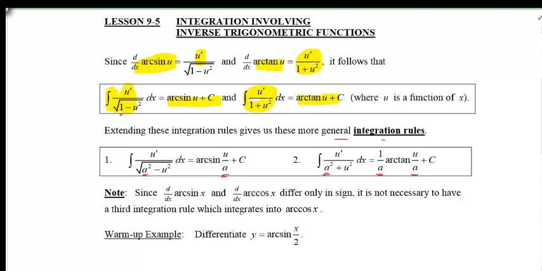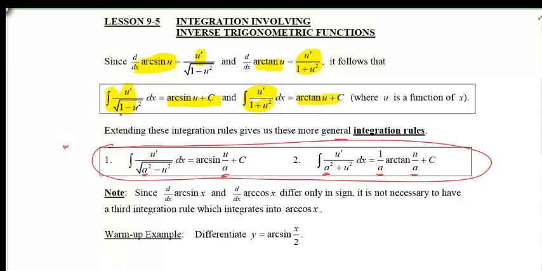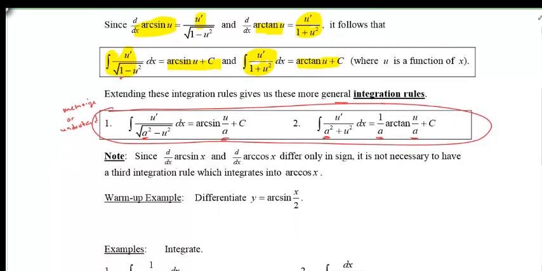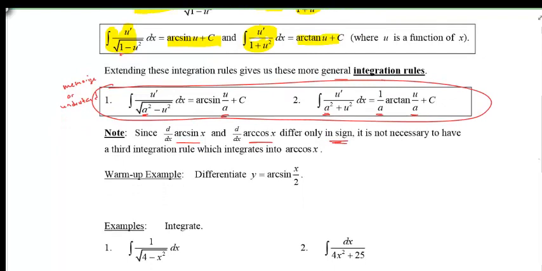And you're like, where do these things come from? Well, I'll show you an example in a second, but bottom line, if you don't want to go through this process, and I'll give you a hint right now, it'll be lots of u-substitution, then you can just use these formulas. So either memorize them or understand where they come from. And as I said before, since arcsine and arccosine's derivatives only differ by sign, it's not necessary to have a third integration rule because it's just a constant.